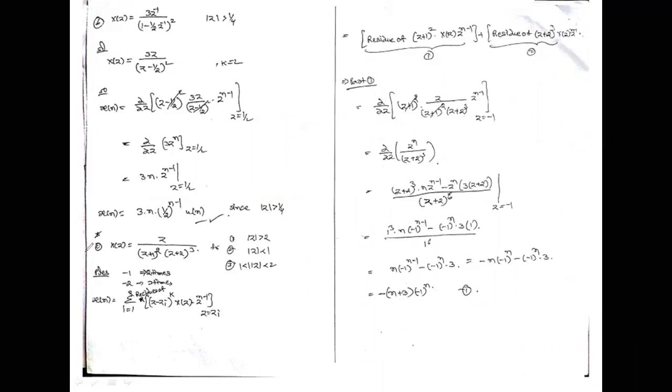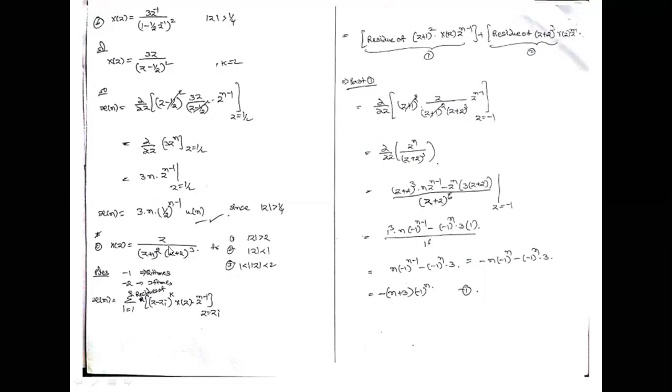The next example you can see here. X(z) is equal to z by (z plus 1) whole square and (z plus 2) whole cube. And here the given is 3 ROCs. One ROC is greater than, one ROC is less than, and another ROC is given here in between 1 and 2. Means |z| is less than 2 and |z| is greater than 1.